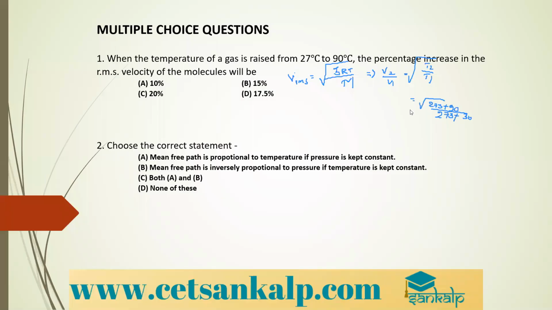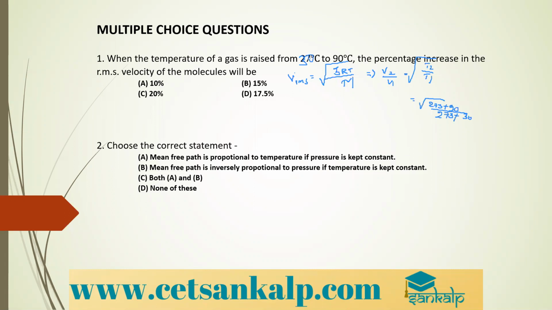In this question, where 27 degrees Celsius to 90 degrees Celsius is given, instead of 27 you take it as 30. Then only you will get the options which they have given. By mistake, it is printed as 27 degrees Celsius, so we will change it to 30 degrees Celsius.